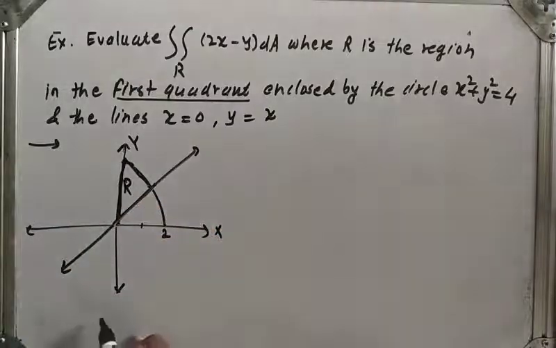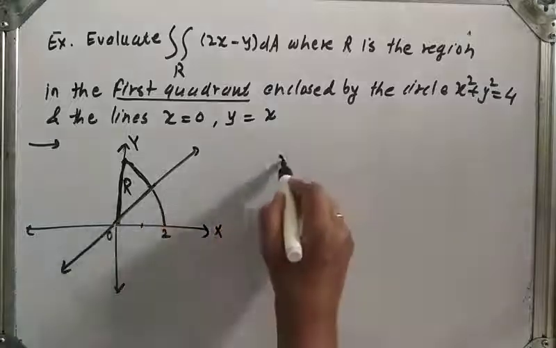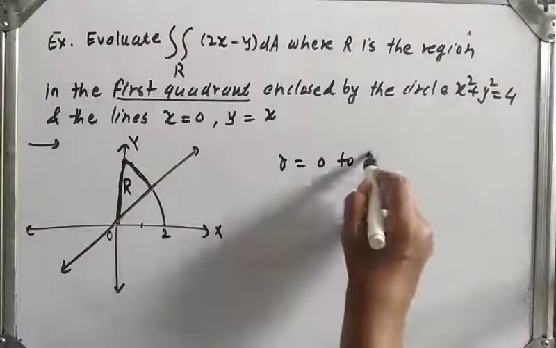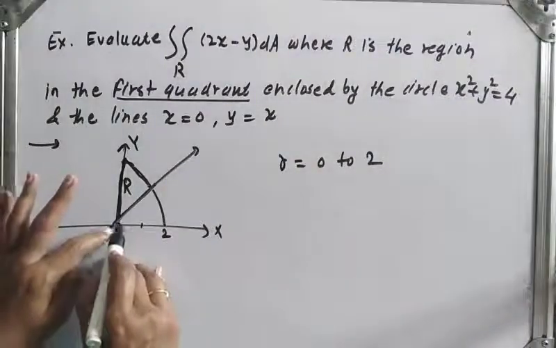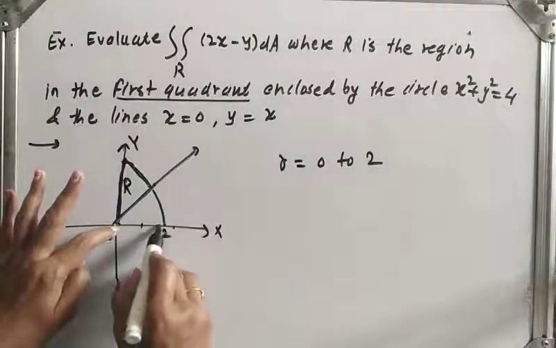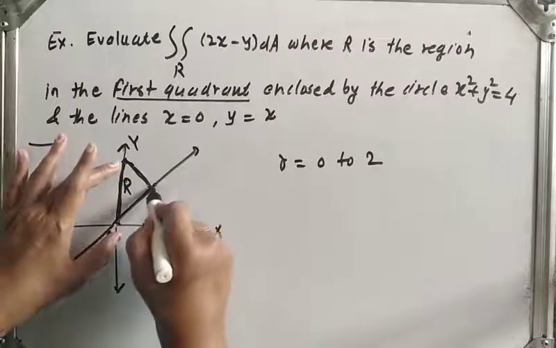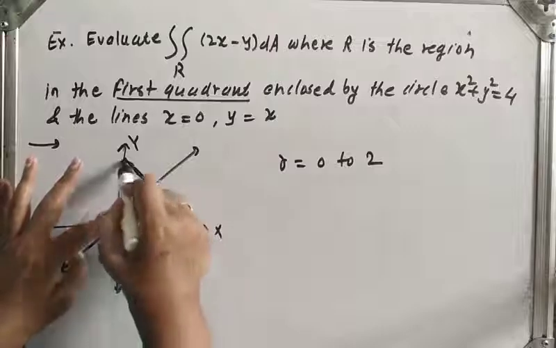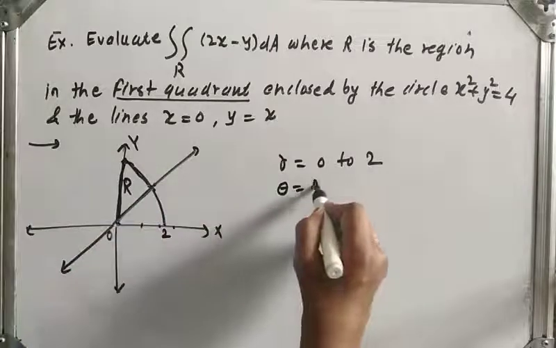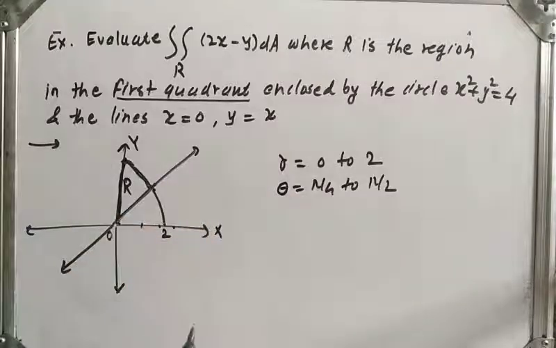Now what is r here? r varies from 0 to radius 2, so our r will be from 0 to 2. And what will be theta? Here the angle theta is 0 and here it is pi by 2, so the middle part will be pi by 4. So our theta will vary from pi by 4 to pi by 2. So let us solve it.